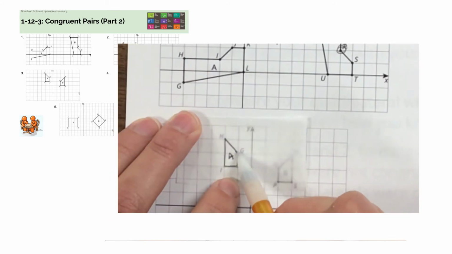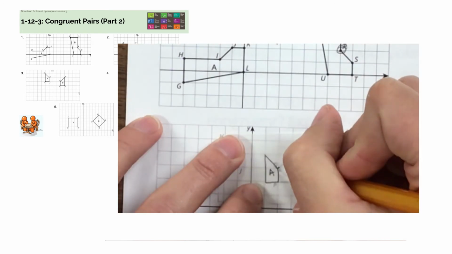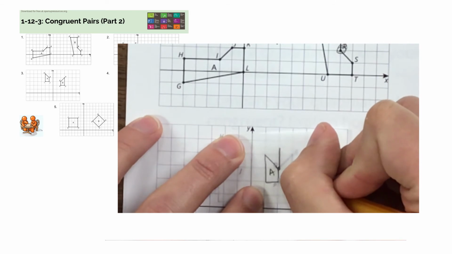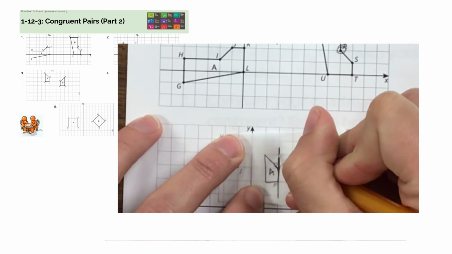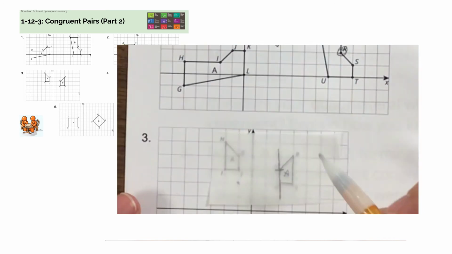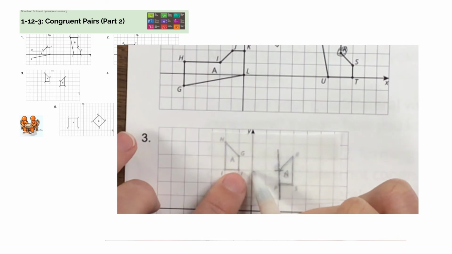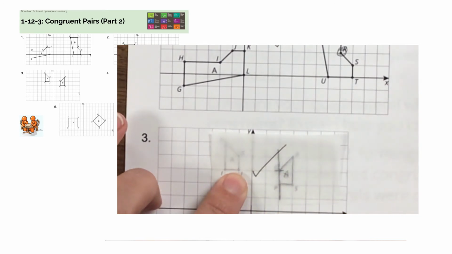Number 3, I'm finding a corresponding point. I'm going to use G here. I'm going to slide over to point Q, and then we are going to complete a reflection. So once we're here, here's my line of reflection, that vertical line that connects the two objects together. And then we're going to flip over. Once we flip over, you can see that these objects line up, therefore they are congruent. And congruent again means same size, same shape.